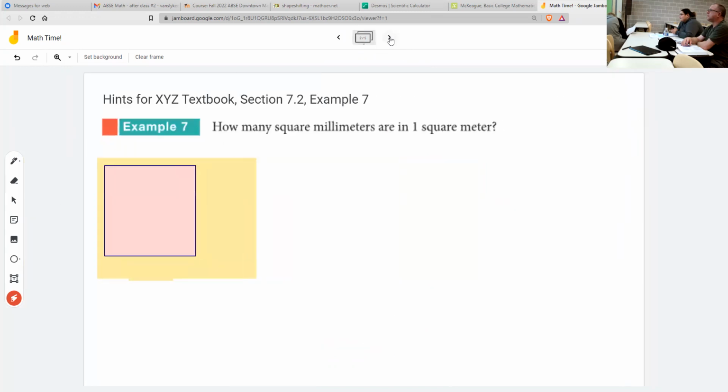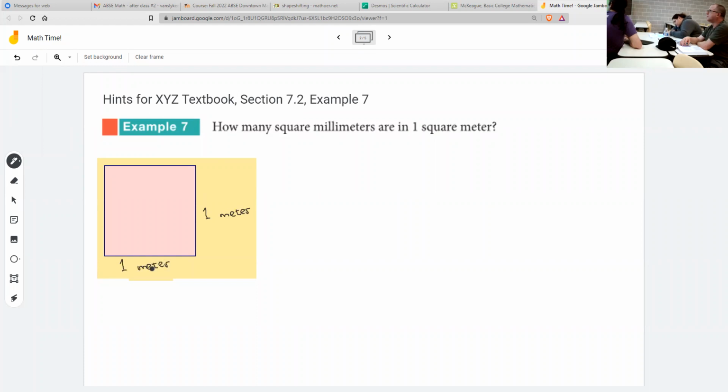Now we're doing the same thing, but instead of a square foot, we have a square meter. See if I can write behind my back. I have a meter here, and a meter here.